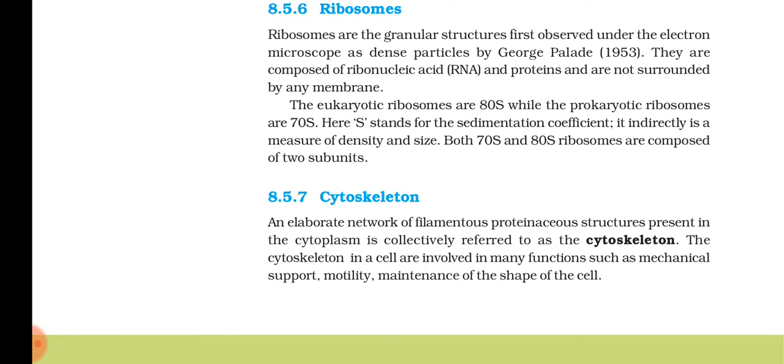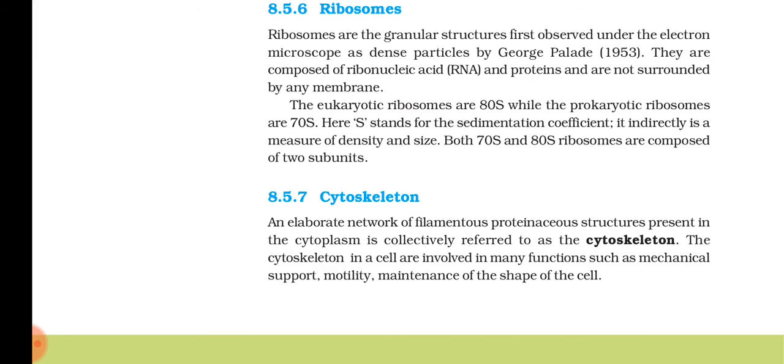So the cytoskeleton consists of filament-like, proteinaceous structures that are present in the cytoplasm. So what is the cytoskeleton? They are a network of filamentous proteinaceous structures which are found in the cytoplasm. And their major function is mechanical: to give mechanical support. It gives strength to the cytoplasm, and they help in motility. They help in maintaining the shape of the cell, etc.